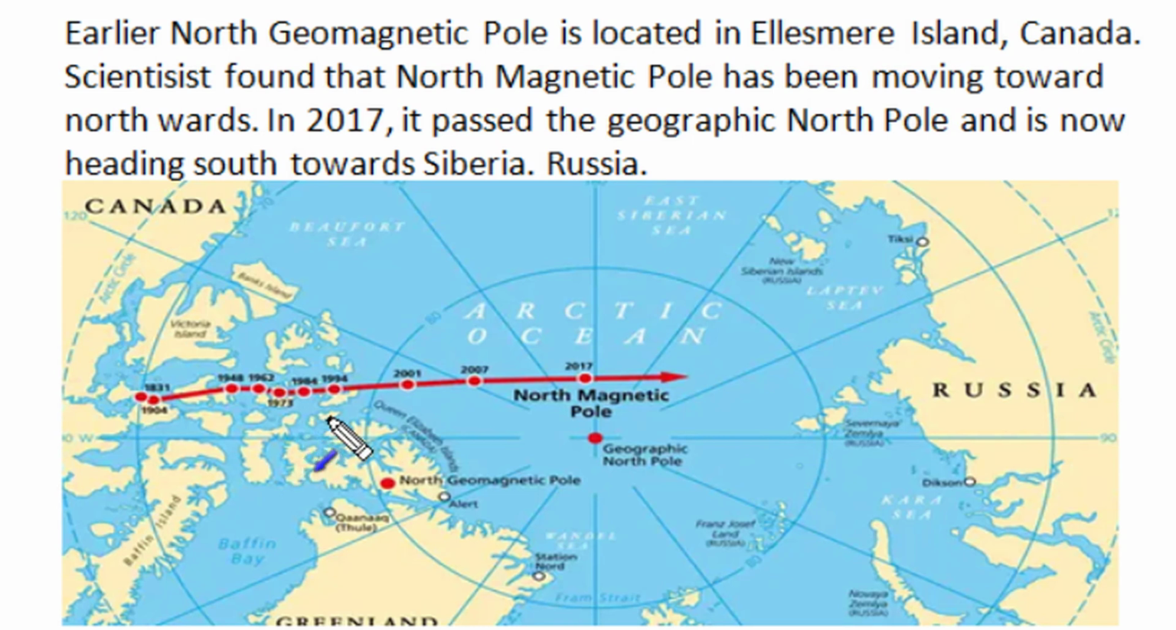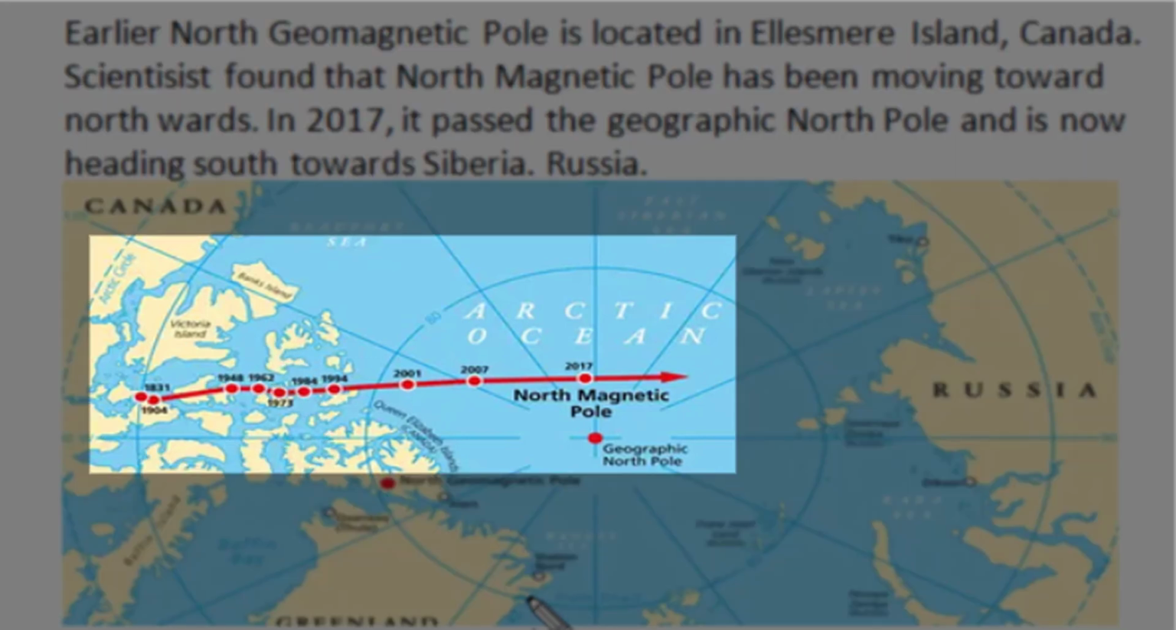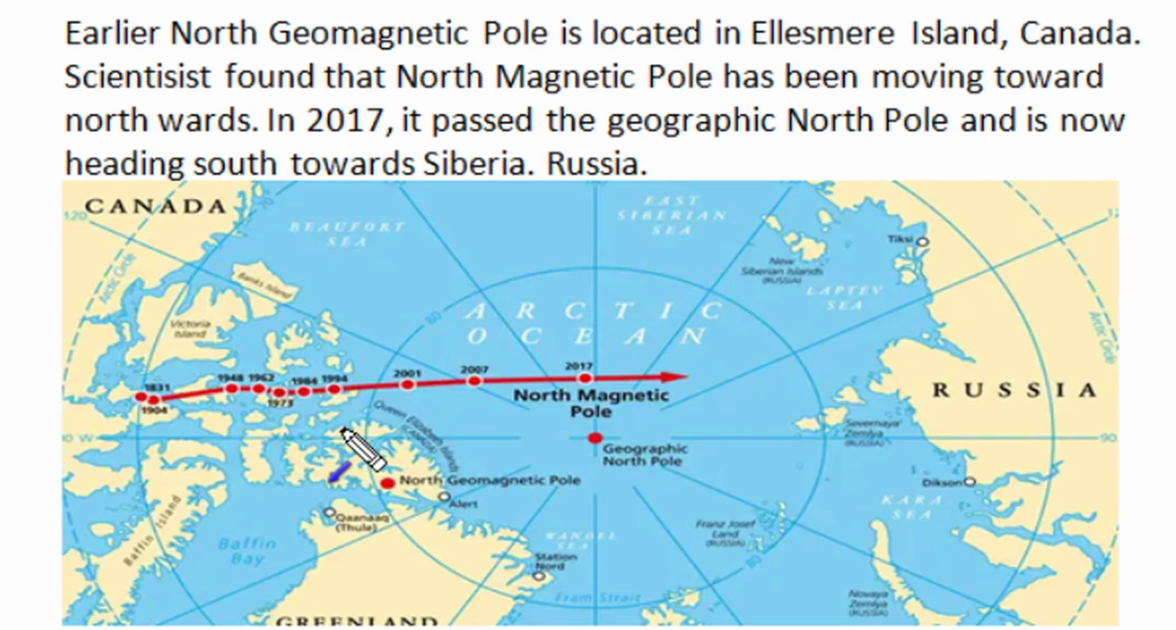Earlier, and even up to the 1990s, the North Geomagnetic Pole was located in Ellesmere Island of Canada, to the western side of the axis of rotation, but scientists found that our North Magnetic Pole has been moving towards the north, and in 2017 it passed the geographic North Pole, and now it is heading south on the western side of the axis of rotation towards the Siberian part of Russia. This shift of the magnetic north pole is very strange and still not exactly known to our scientific world.